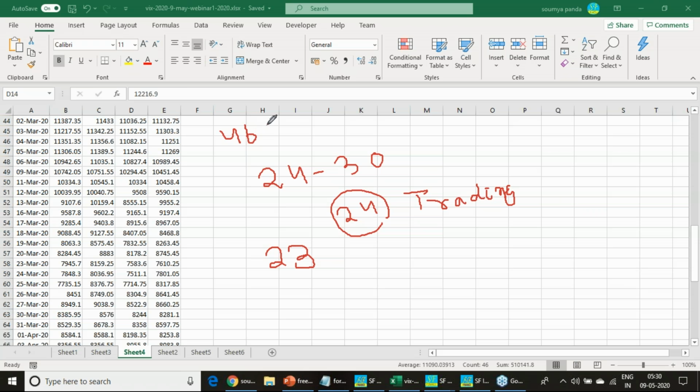46 trading days, divide it by 2, it is 23. So if you count that day also, 24 trading days. From a high you form a bottom in 46 trading days, and from this bottom you form a top which took 23 to 24 trading days. So 24 trading days you can take.